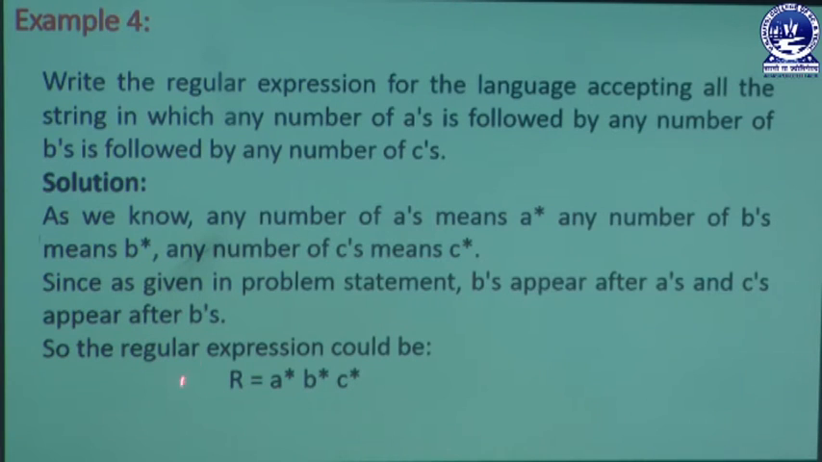That means any number of A's means A star, any number of B's means B star and any number of C's means C star. So this expression represents any number of A's followed by any number of B's and followed by any number of C's. This type of explanation must be written in the form of the regular expression R equal to A star, B star and C star.